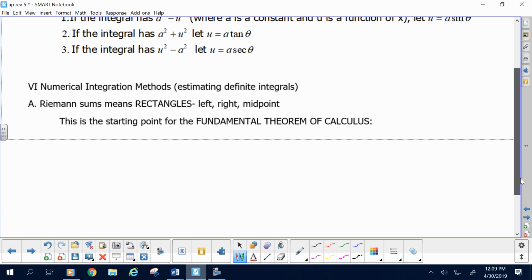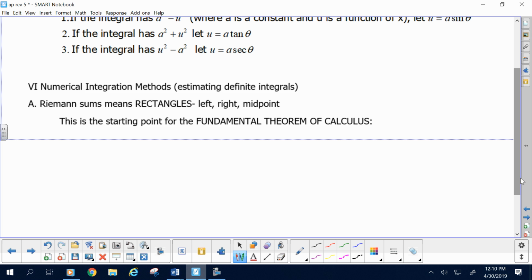Numerical integration methods. There are many ways to estimate an integral. Give me one. Rectangles. What is the subset of rectangles? Left, right, midpoint. Technically lower and upper, but that's not on the AP test. All right, so rectangles, also known as Riemann sums.